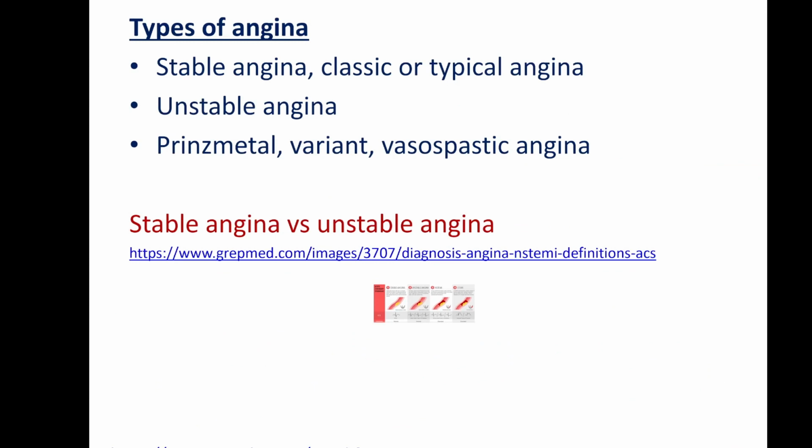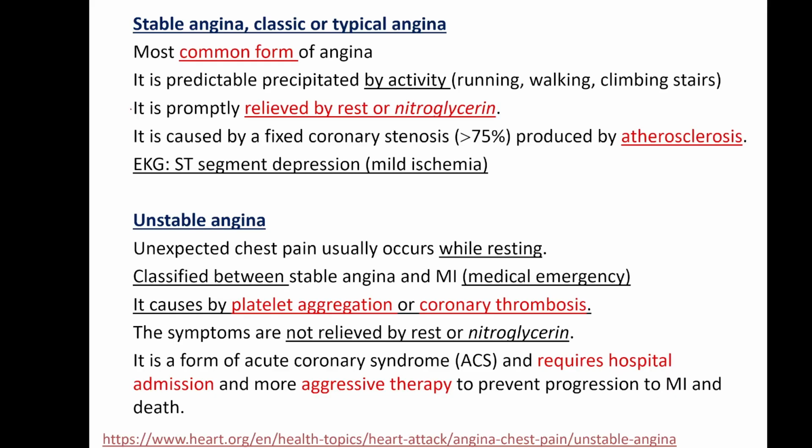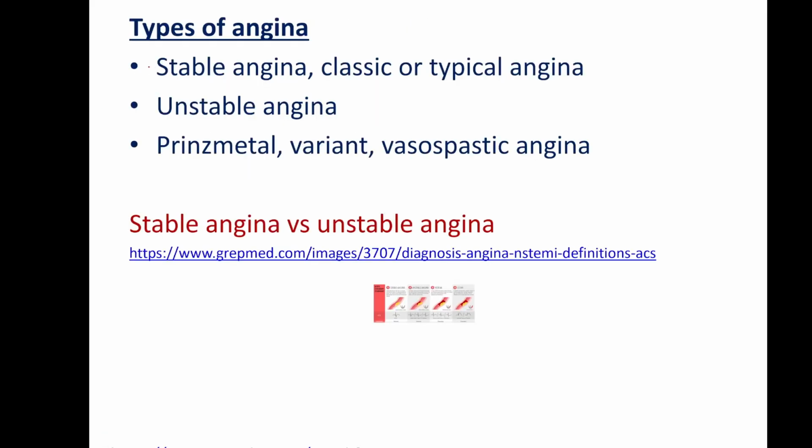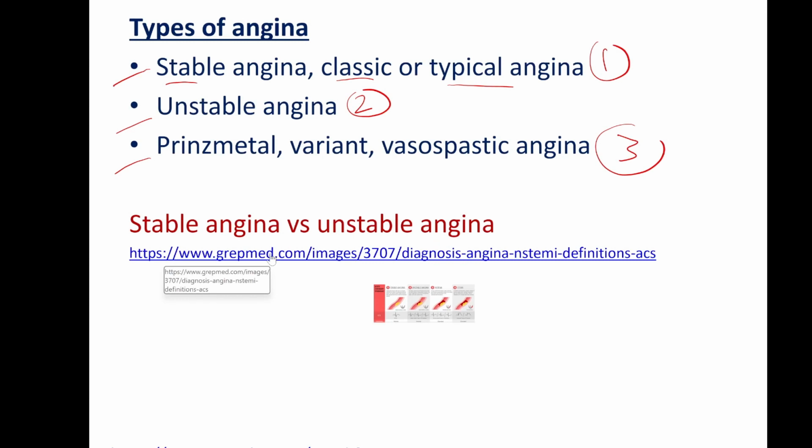In clinical practice, we have three main types of angina. Number one is stable angina, which we also call classic or typical angina. The second one is unstable angina. And the third one is Prinzmetal, or variant vasospastic angina. So as you can see, we have three main types: stable, unstable, and variant vasospastic angina. We have a link to differentiate between stable and unstable angina.